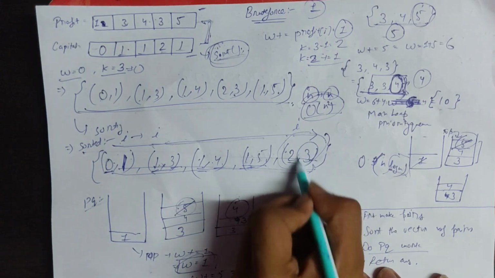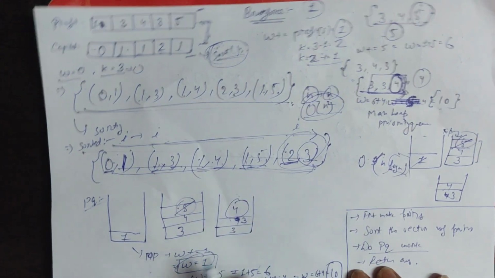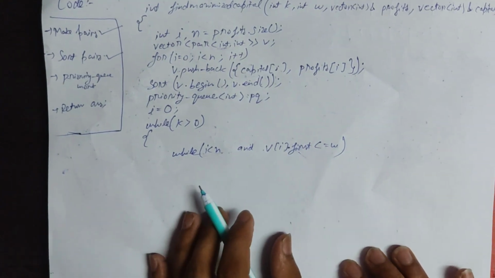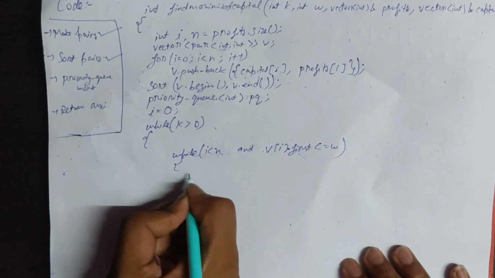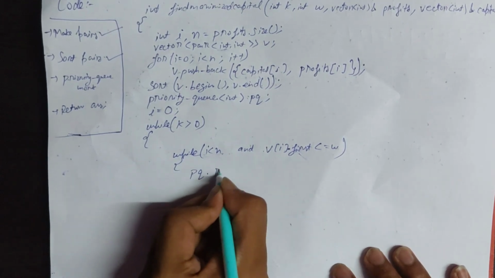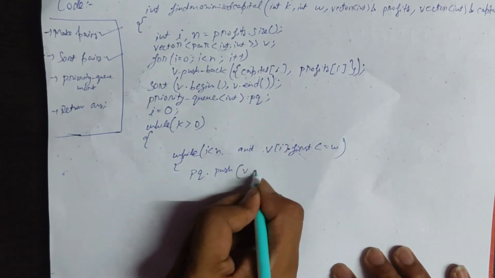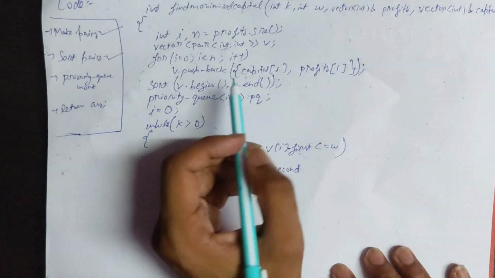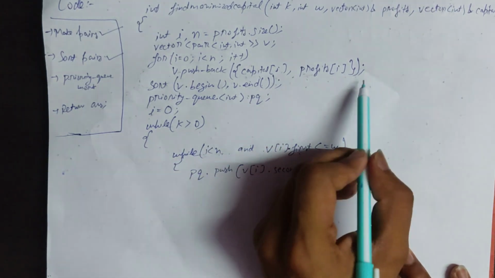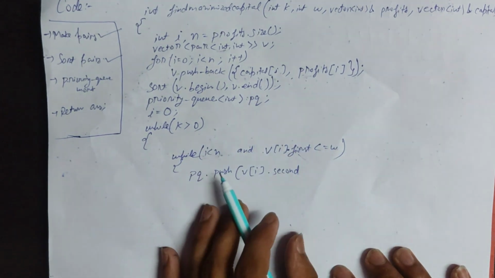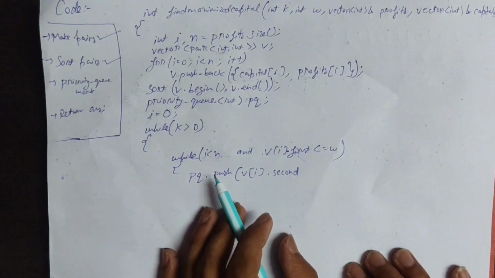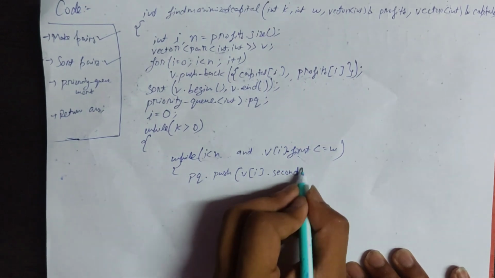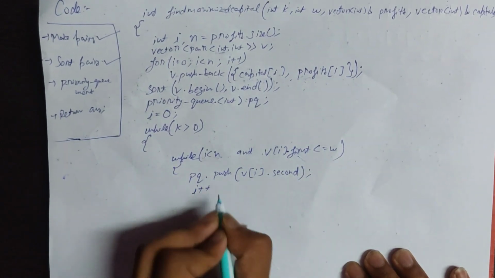We can't push the value 3 here, because this 2 is greater than w. That's why we are writing v[i].first less than or equal to w. Only if both conditions are satisfied will we push the value in our priority queue: pq.push(v[i].second). I am using second, as we want to push the profits of i in our priority queue. After pushing this, we will simply increment the variable i plus plus.